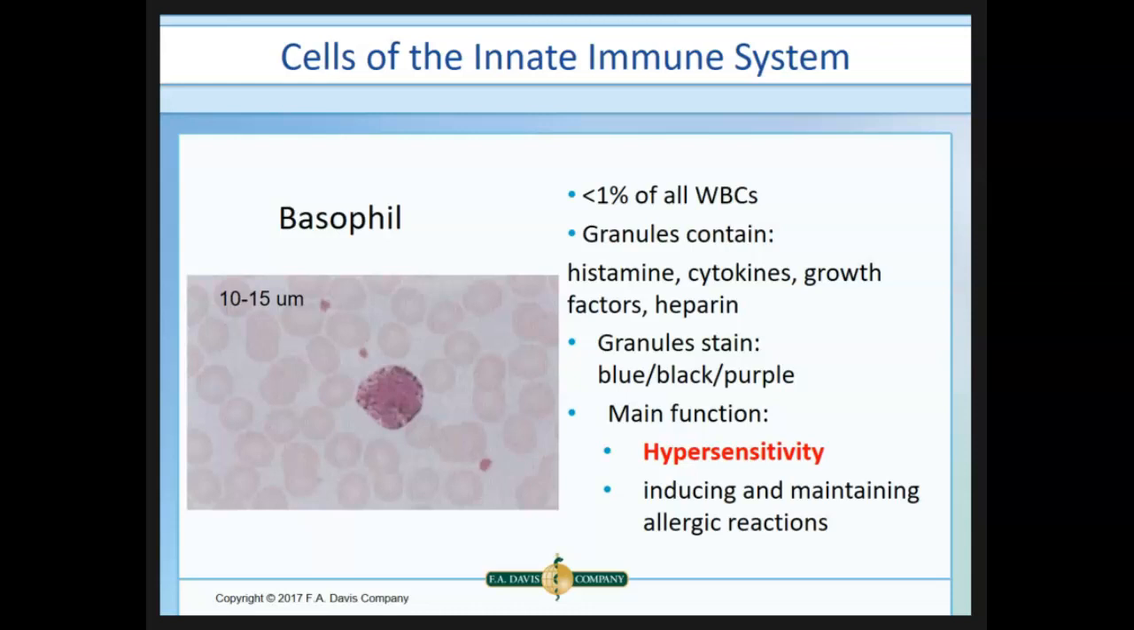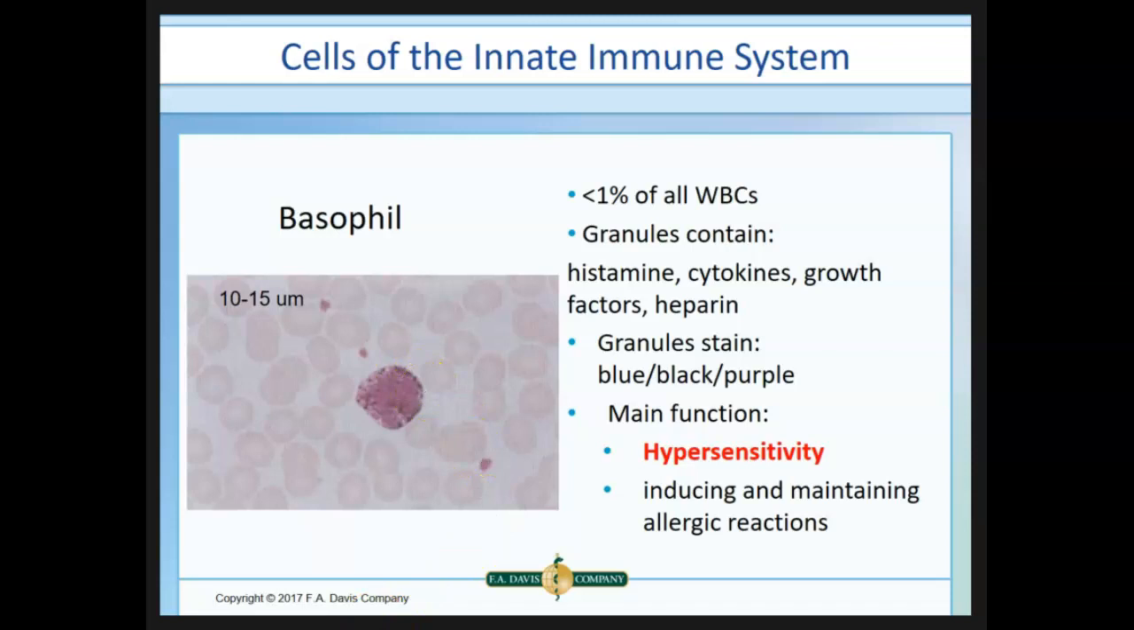Basophils, there are very few basophils normally circulating in our peripheral blood. The granules contain histamine and heparin and some other cell chemicals and growth factors. These granules stain blue, black, or purple. They're just very dark, and this is honestly not a great picture of a basophil, but we're talking about these granules right here, these little black dots, purple, blue, black dots.